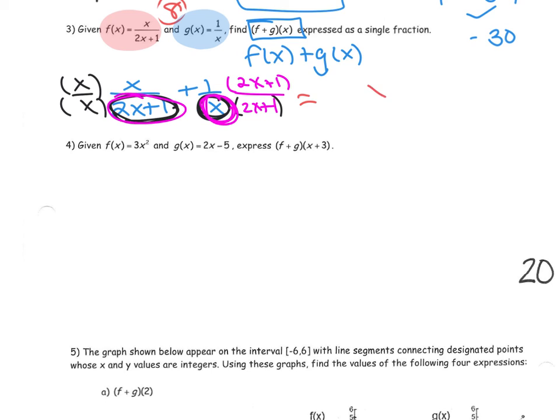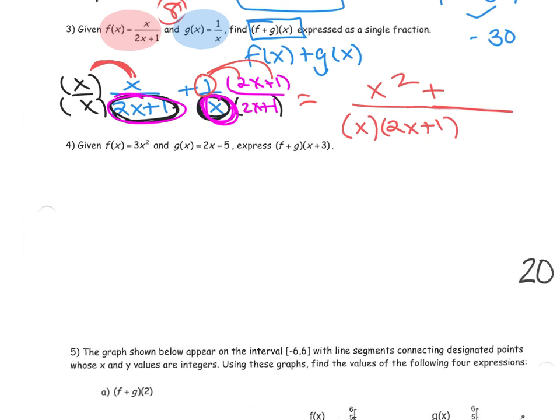So we'll end up with x squared, because we multiply these together, all over. I'm not going to distribute this yet. I'm going to hold off. Plus, because they have the same denominator now, and this is just a 1, so this is 1 times 2x and 1 times 1, so plus 2x plus 1.